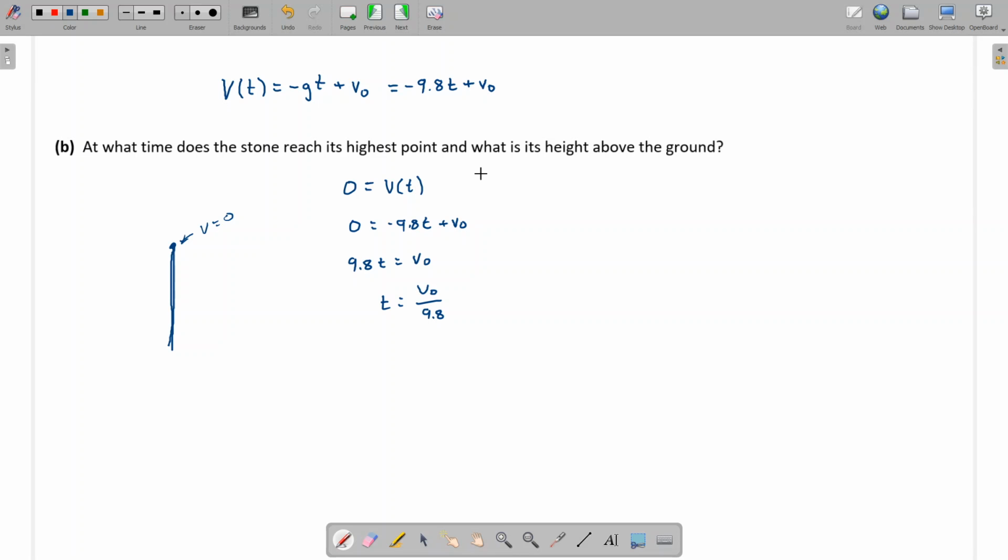Okay, so that answers the first part, right? That would be the number of seconds that it would take to hit the highest point. But then it says, what is the highest point? So the highest point comes from plugging into the position function. So we need to take this expression and plug it into this function. So s of v naught over 9.8, plugged into all that.